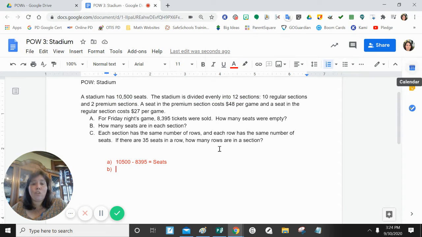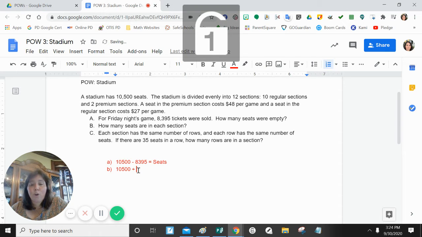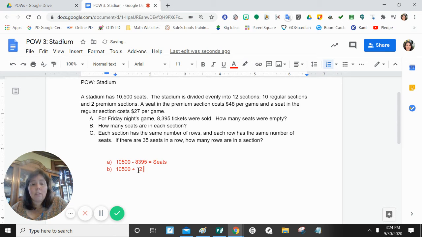So I would have to do a division expression showing the number of seats in my stadium and dividing it by the number of sections in the stadium. So 10,500 divided by the 12 sections. And that will tell me how many seats are in each section.